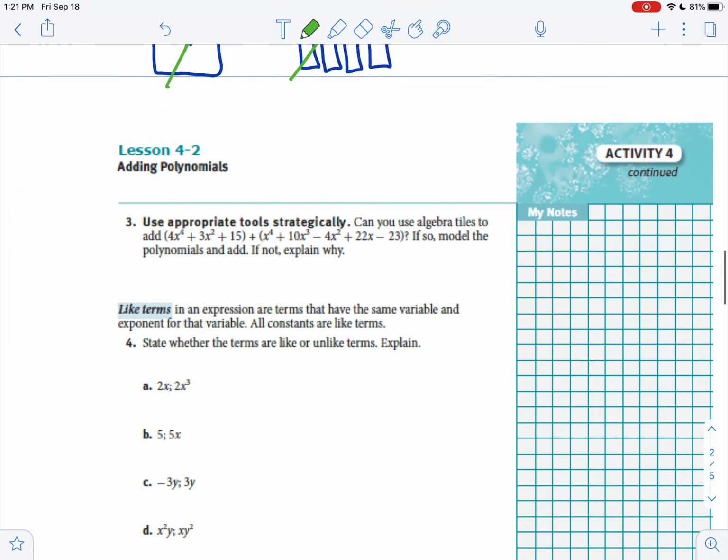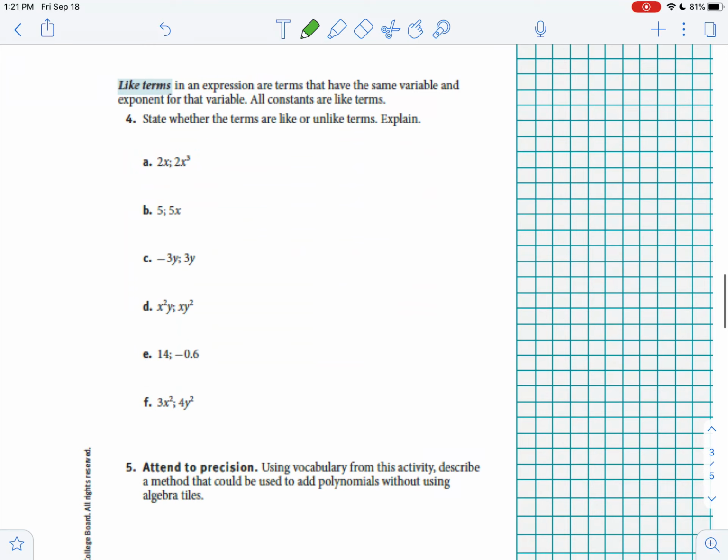So we're going to actually do it using a method called combining like terms. Like terms are terms in an expression that have the same variable and exponent for that variable. And all constants are like terms. We're going to state whether the terms are like or unlike for each one of these, and we'll explain why.